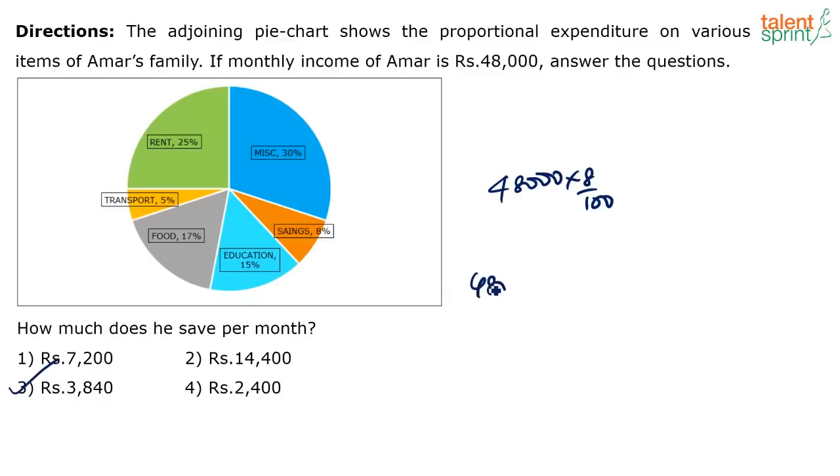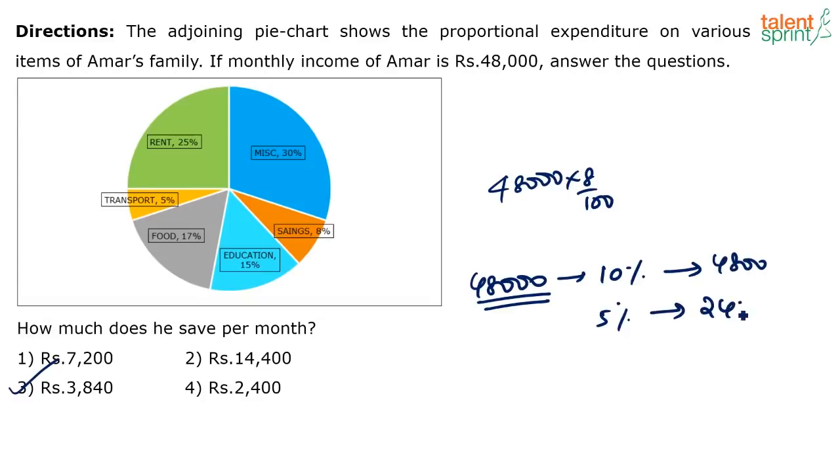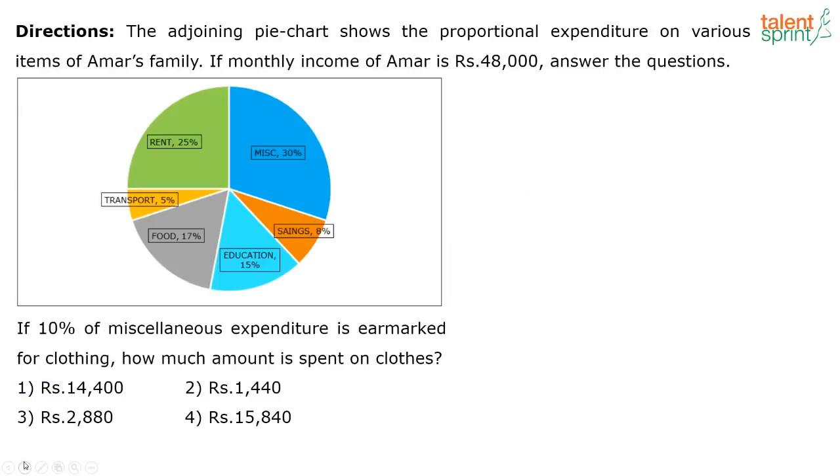See, you have 48,000, right? That is your amount, that total amount, total income. 10% of that is what? 10% of that is 4,800. 5% we already found for the previous question as 2,400. So 8% anyway has to be between these two. Look at the options. None of these options can come. Obviously, the answer has to be 3,840. Okay. So by eliminating options itself, you will be able to find the answer.